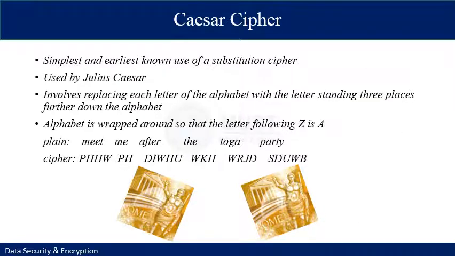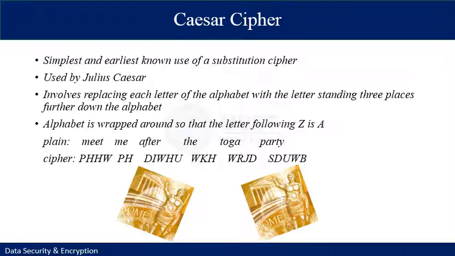The simplest and the earliest known use of a substitution cipher is called the Caesar cipher. It was named after Julius Caesar, a famous Roman emperor and general, and it involves replacing each letter of the alphabet with the letter standing three places further down the alphabet. So the alphabet is wrapped around: the letter following Z is A.